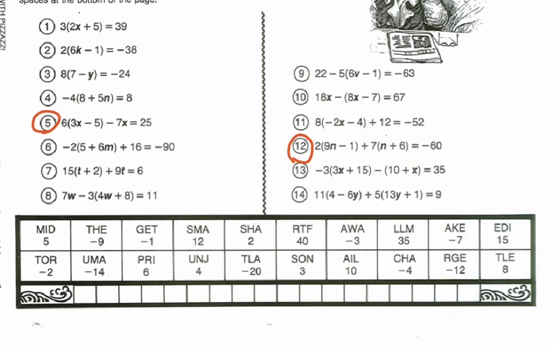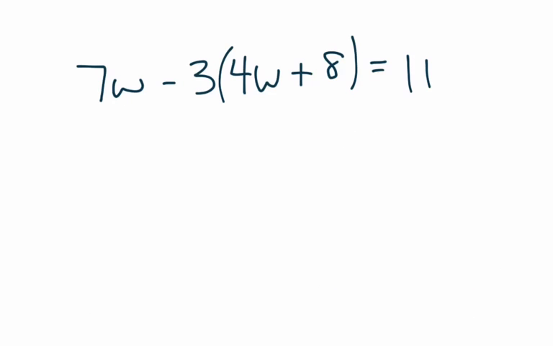So let's try another one. Let's do number 8. Okay. So if you haven't written it down yet, go ahead and take a minute and write it down. Notice this one's a little different. What we have to be really careful of is that we distribute a negative 3. Not just 3, but negative 3. So we're going to take negative 3 times 4w and negative 3 times 8.